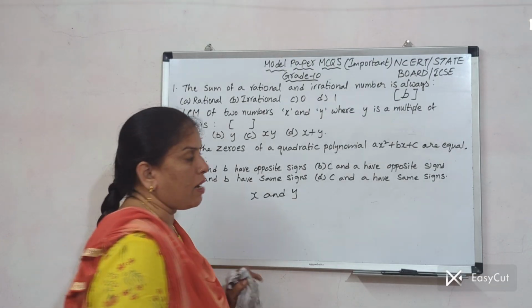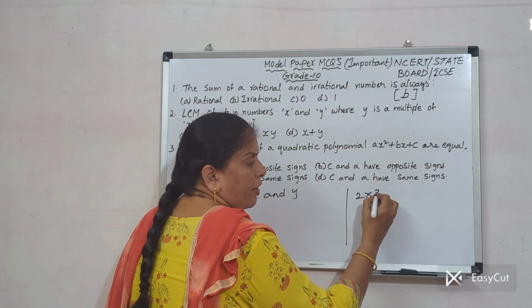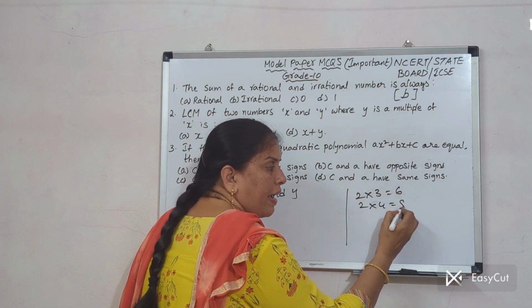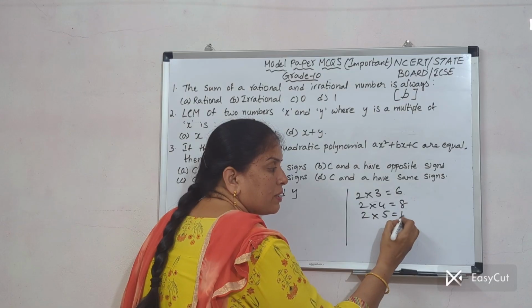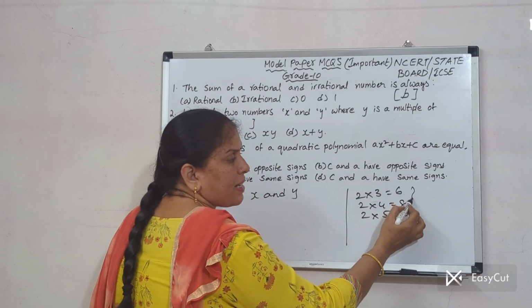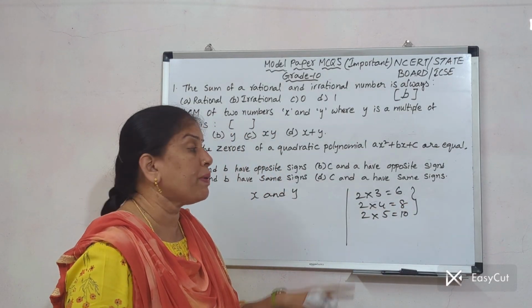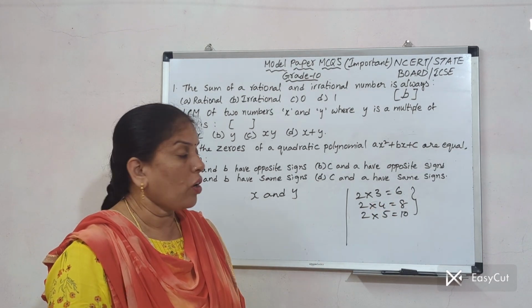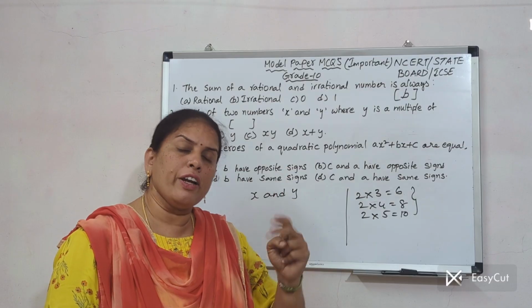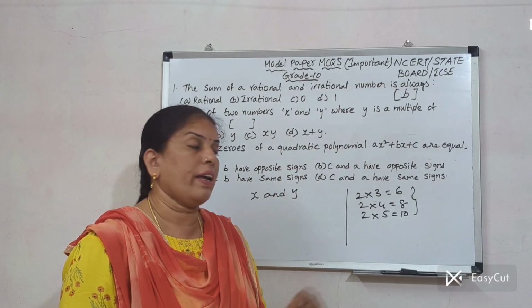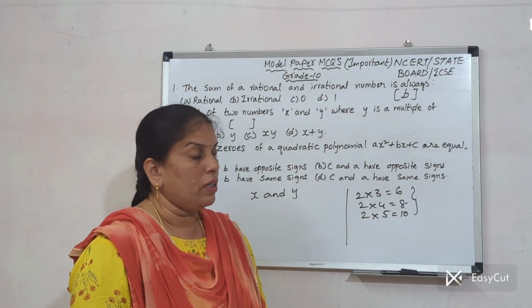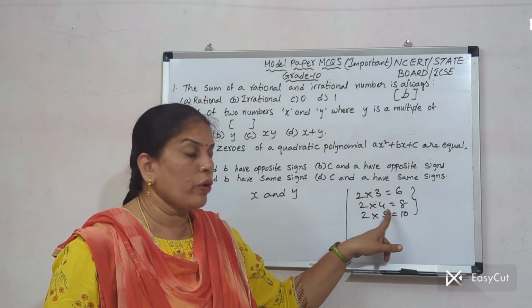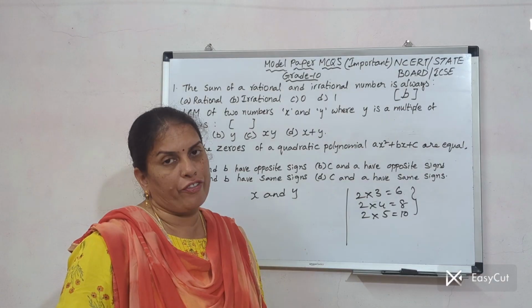Multiple means, I tell one example. 2 times 3 is how much? 6. 2 times 4 is how much? 8. 2 times 5 is how much? 10. See here, 6, 8 and 10 are called multiples of 2. If you multiply any two numbers, the answer you are getting is called the multiple. So, 6 is a multiple of 2 and 3. 8 is a multiple of 2 and 4. 10 is a multiple of 2 and 5.